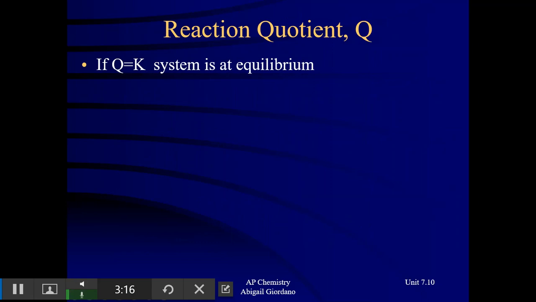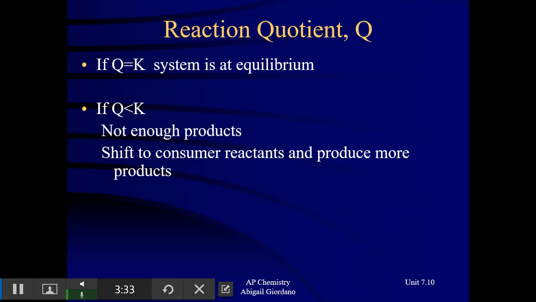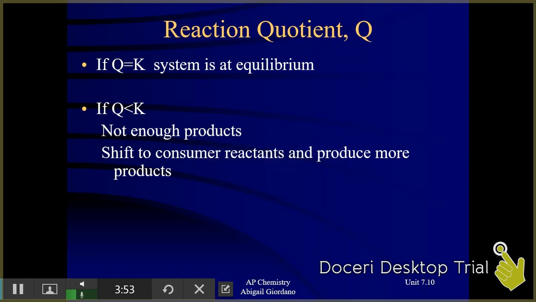Okay, so as I said, and if you'll recall, if Q is equal to K, then we know that this system is at equilibrium. But what we're going to see today is a situation where they're not equal. So let's say you are given information. You're given either molarities or partial pressures, and you use those values to calculate Q. And you compare it to the equilibrium constant value, and you see that Q is less than K.